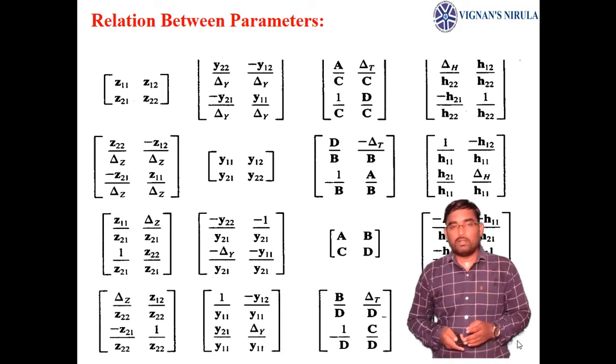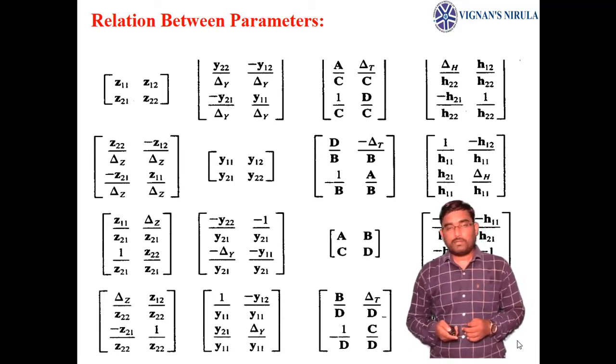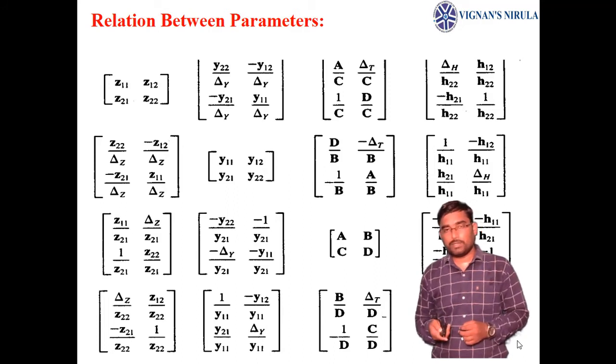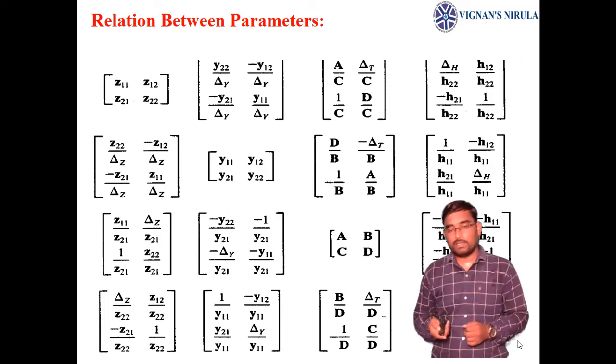If you see the overall parametric relations, see the first row. The first row gives the relation of Z parameters in terms of the other parameters: Z in terms of Y parameters, Z in terms of ABCD parameters, Z in terms of H parameters. See here, if you want to write the Z parameters in terms of H parameters, Z11 equals, see the first matrix of the first row and the last matrix of the first row, Z11 equals delta H by H22.